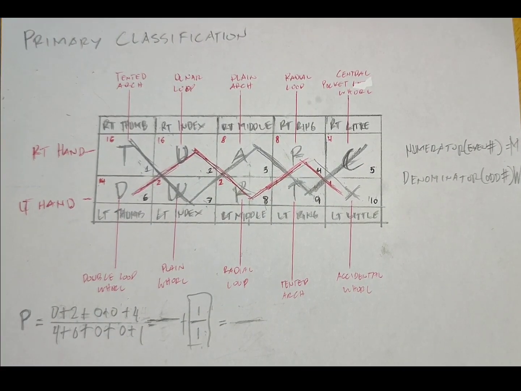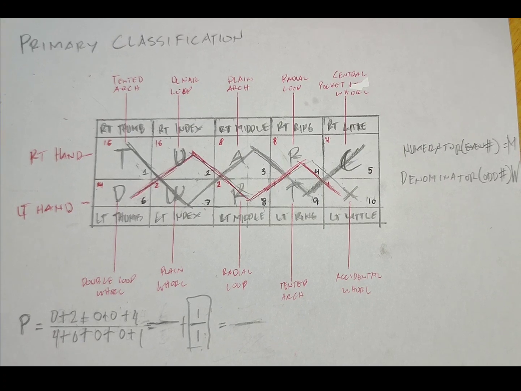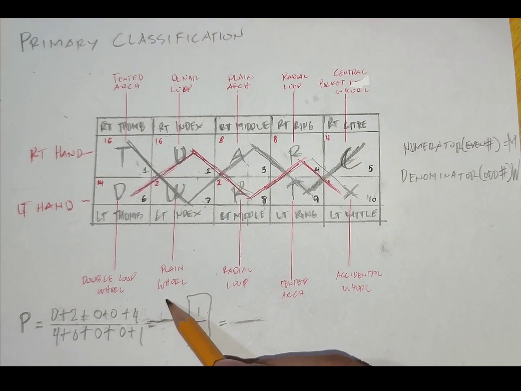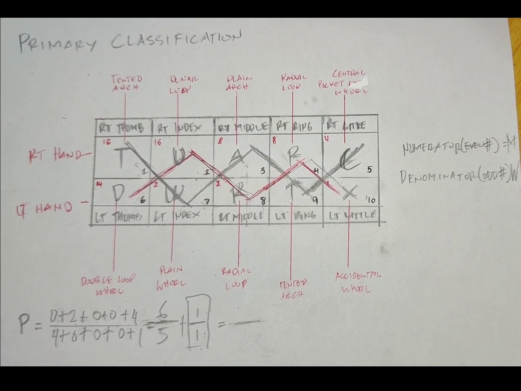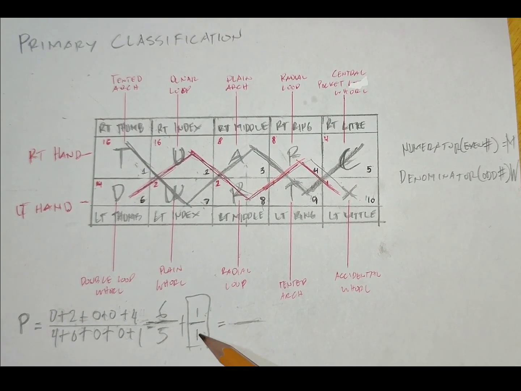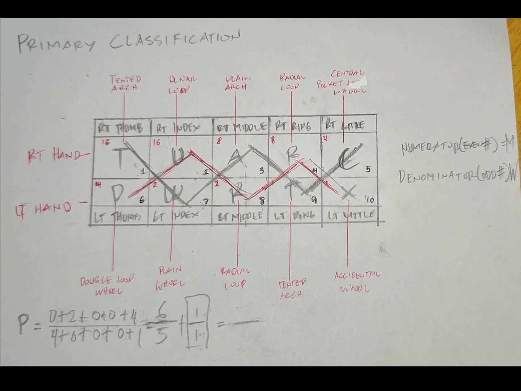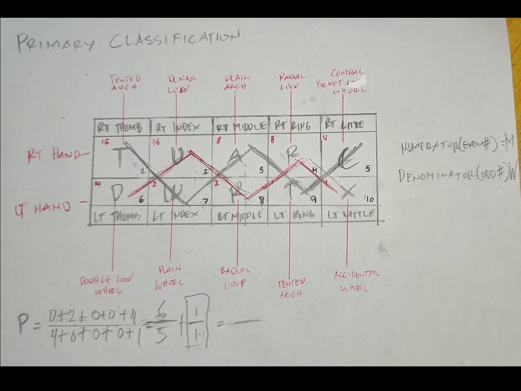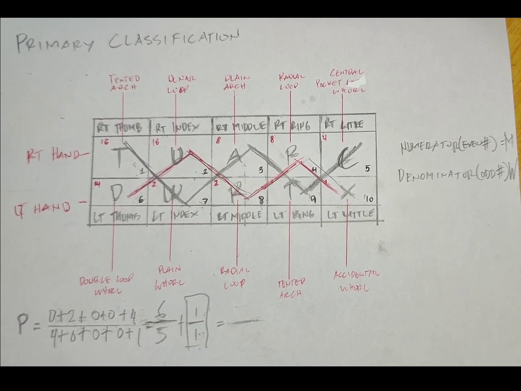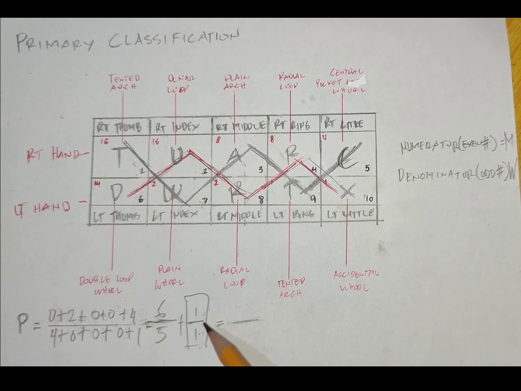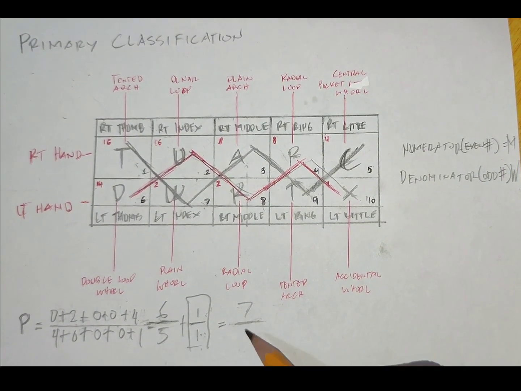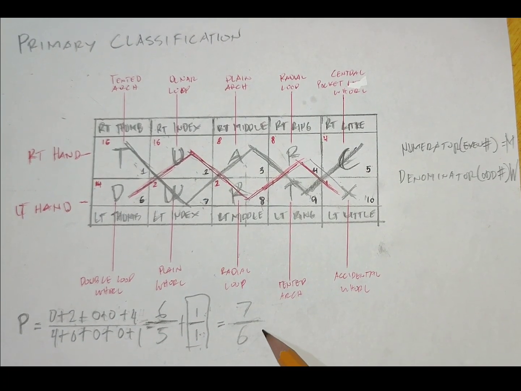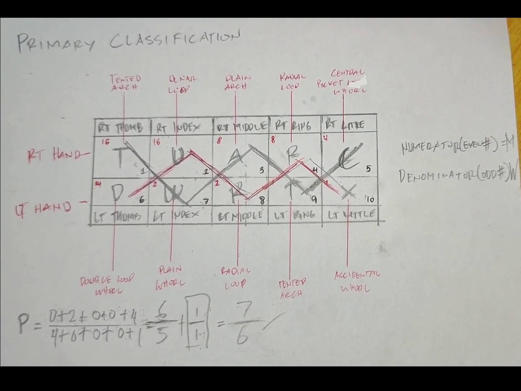Let's start adding our numerical values. So 2 plus 4 is equal to 6, and 4 plus 1 is equal to 5. Always remember to add 1 over 1 because it is a constant to be added to the sum of our numerical values. 6 plus 1 is equal to 7, and 5 plus 1 is equal to 6. So this would be our primary classification.